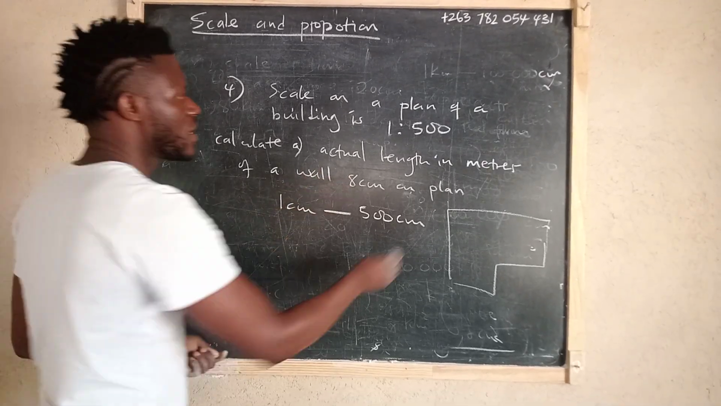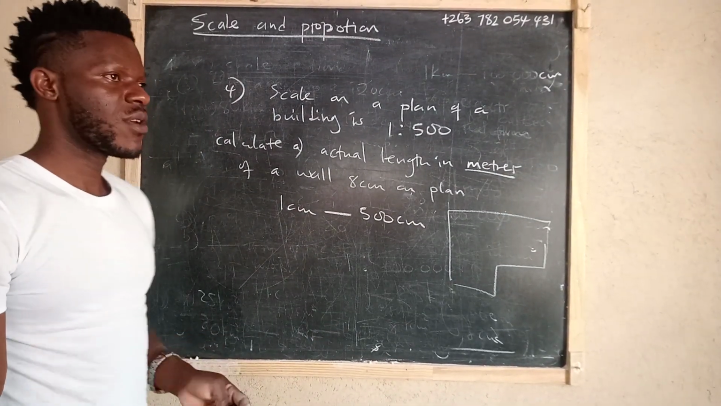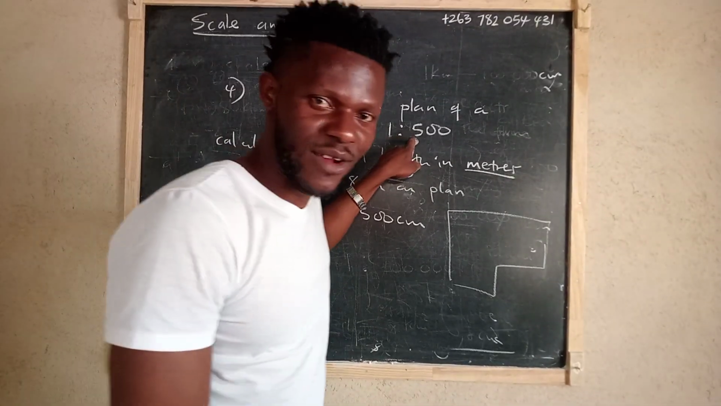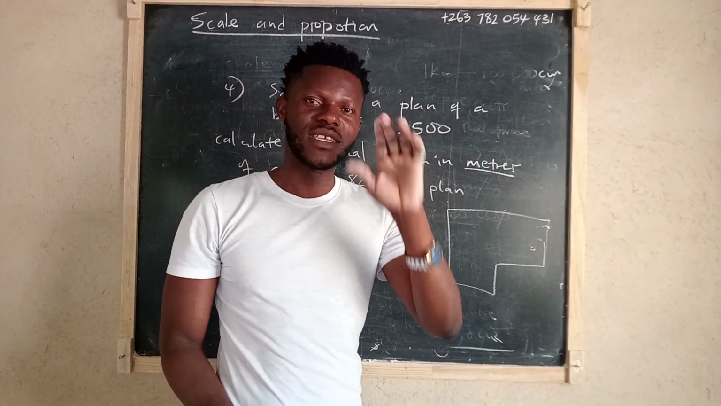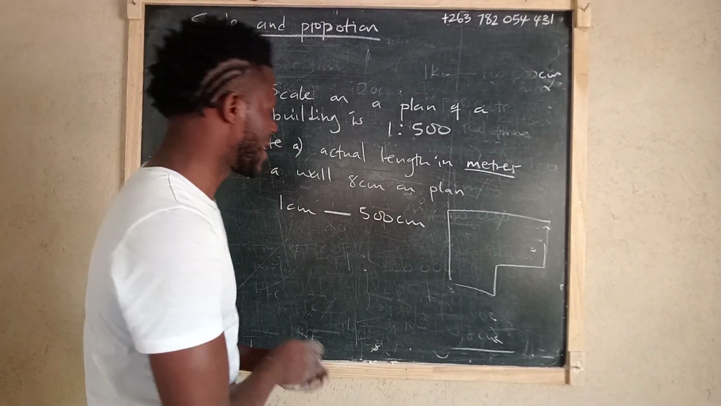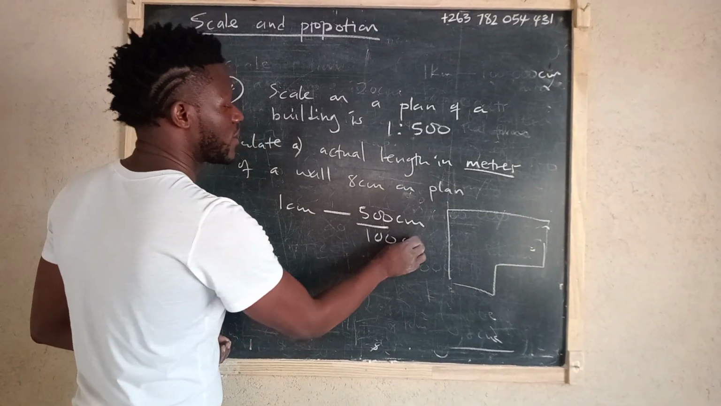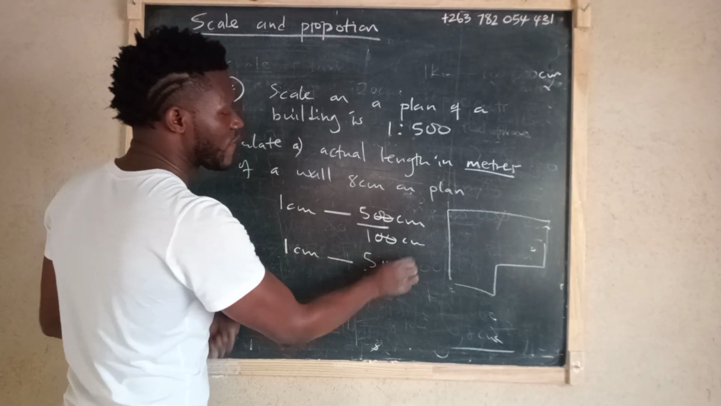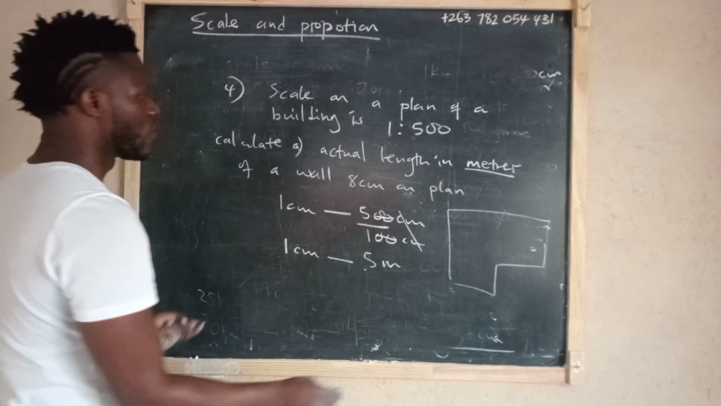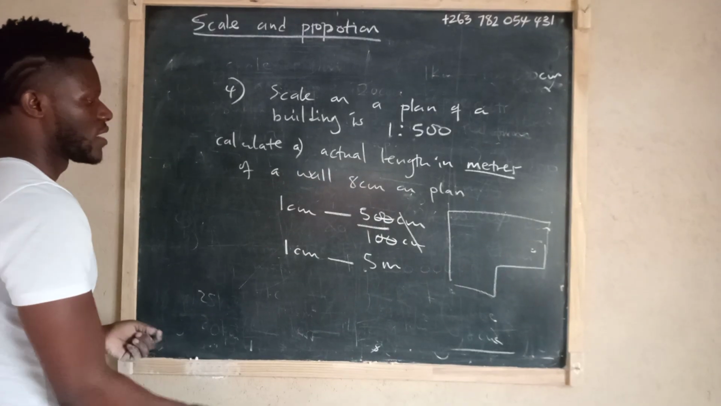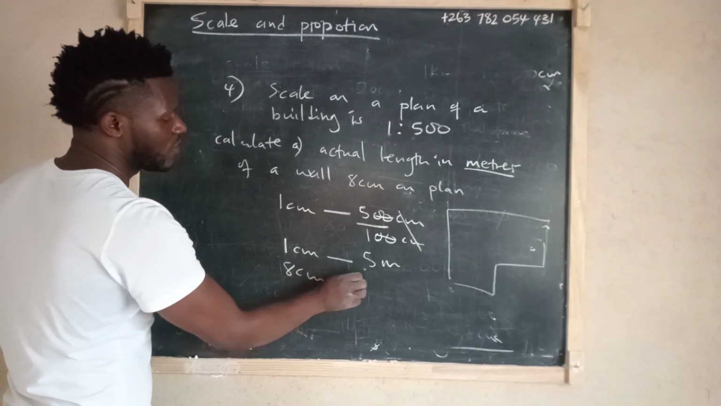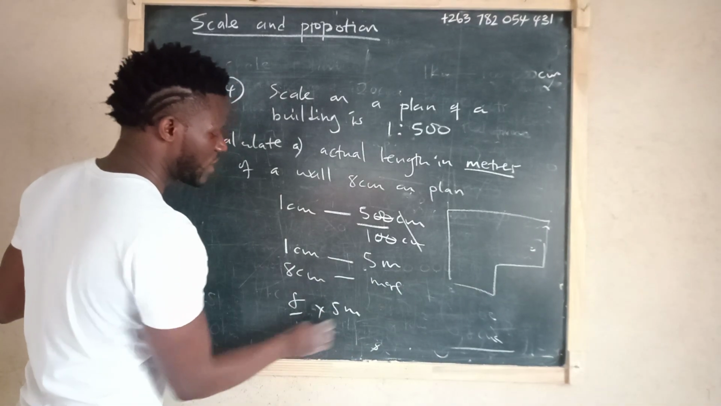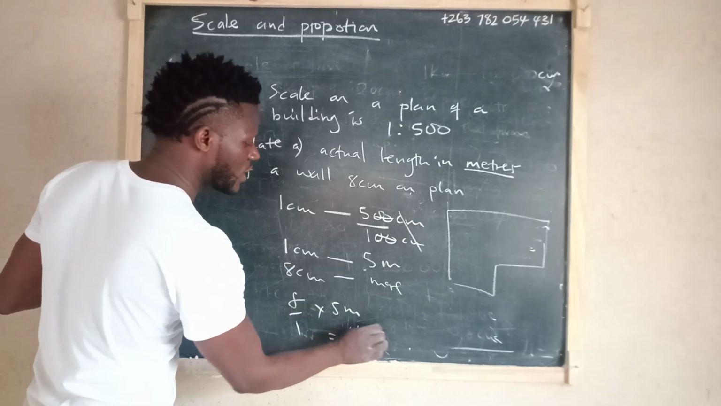Find the actual length in meters of a wall. This time around, we are not talking about kilometers, so this should not be divided by 100,000 but by 100, because a meter is 100 centimeters. So let's divide by 100. The scale is 1 centimeter is representing 5 meters. Now we can convert the given question. A wall is 8 centimeters, which will give us more. That is 8 over 1 times 5 meters, and we get 40 meters.